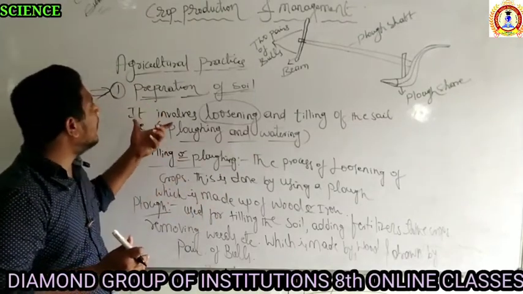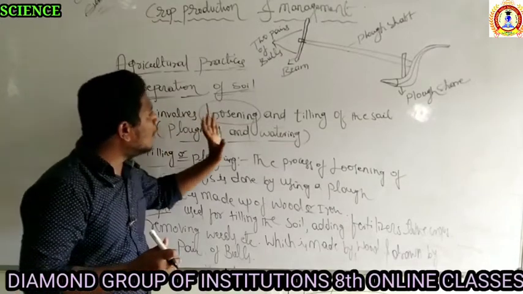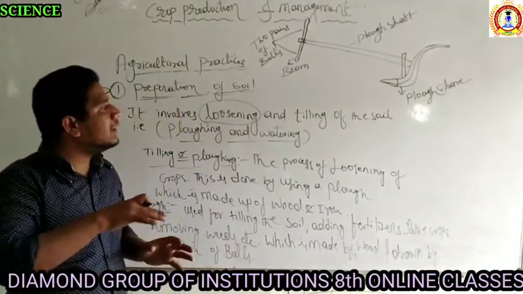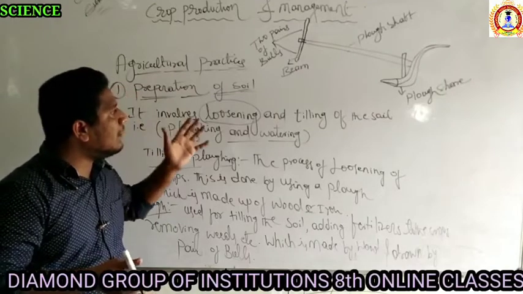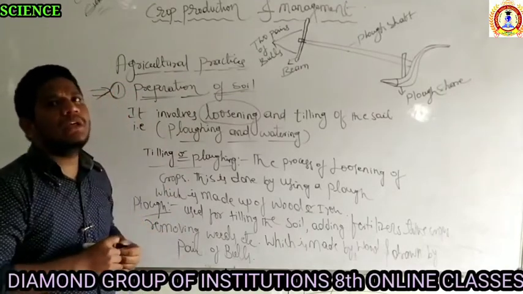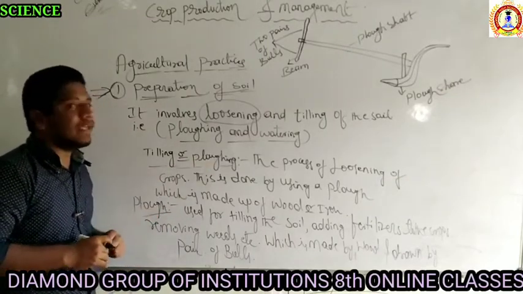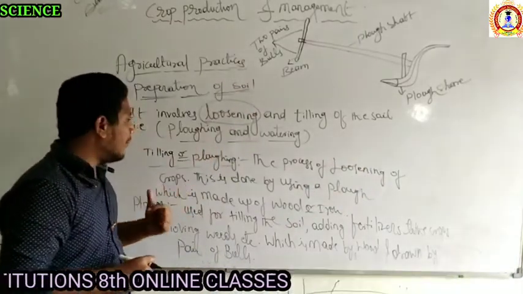So what is meant by the preparation of soil? It involves loosening and tilling of the soil. Tilling means going deeper, up to where the soil becomes loose, and as a result it is very easy for sowing the seeds. What is tilling or ploughing? It is nothing but the process of loosening the soil.